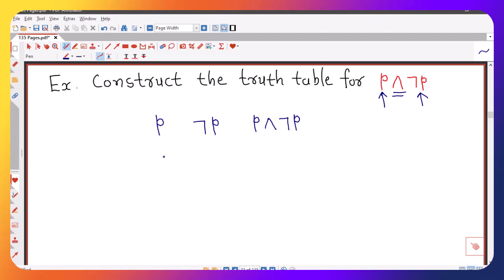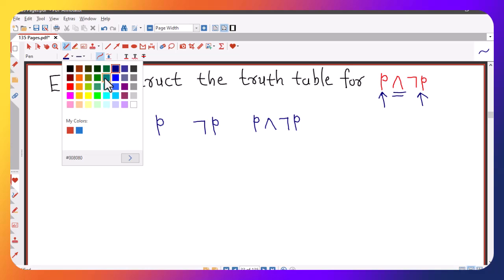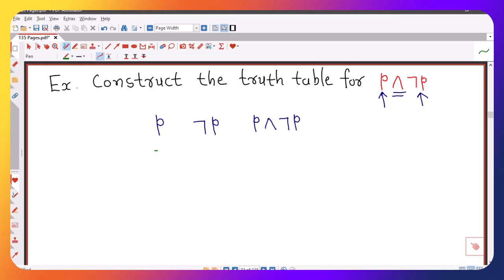Now I have only one proposition denoted by capital P, so I have only two possibilities, true and false, and this is negation of P. So when P is true, negation of P is false. When P is false, negation of P is true. And here I am using the AND operator.